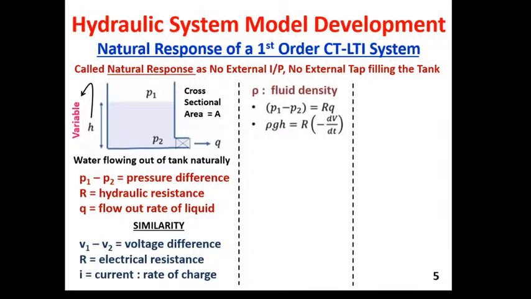But see one thing, there is no external water inlet to this container. That means there is no external input. So this is a system with natural response. So this is a homogeneous system, no external input given to the system.